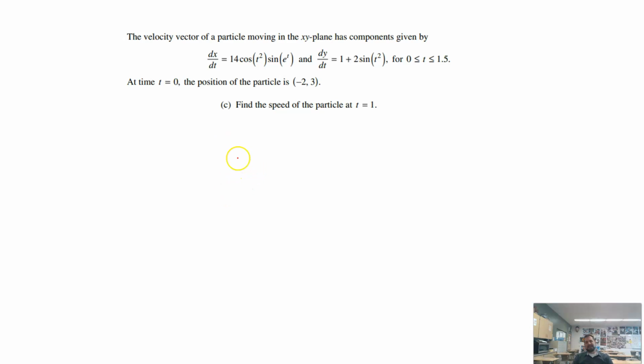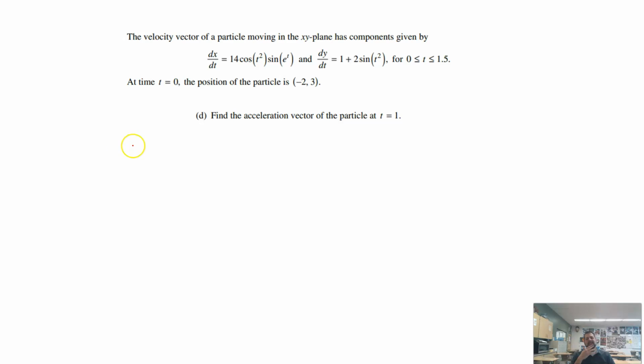Letter C just says find the speed of the particle. The definition of speed is the square root of dx/dt squared plus dy/dt squared, when we plug in 1. So I put all that right there as my speed equation. Then I just plug in time equals 1, and when I put that into my calculator, I get 4.105. Again, just applying the definition of what speed is on this particular problem.